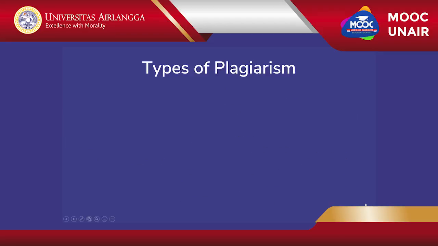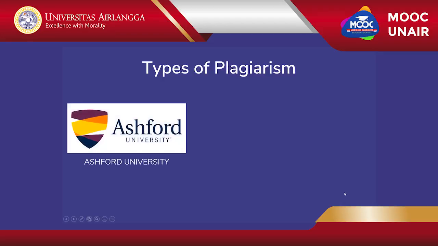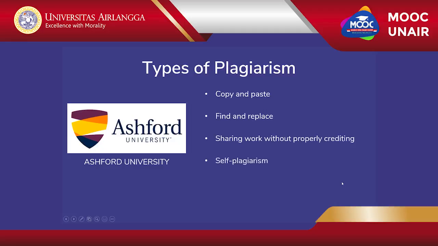A different set of types comes from Ashford University. That puts plagiarism into 6 types as well. First, copy and paste. Second, find and replace. Third, sharing work without properly crediting. Fourth, self-plagiarism. Fifth, improper citing. And sixth, purchasing.